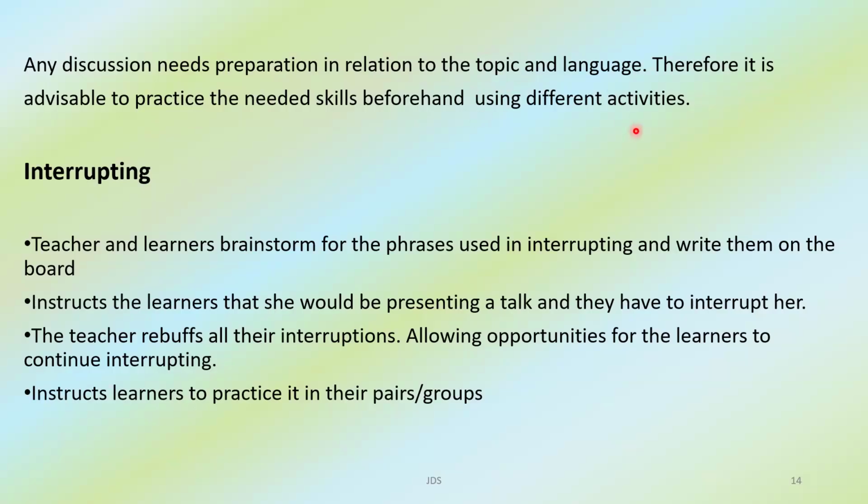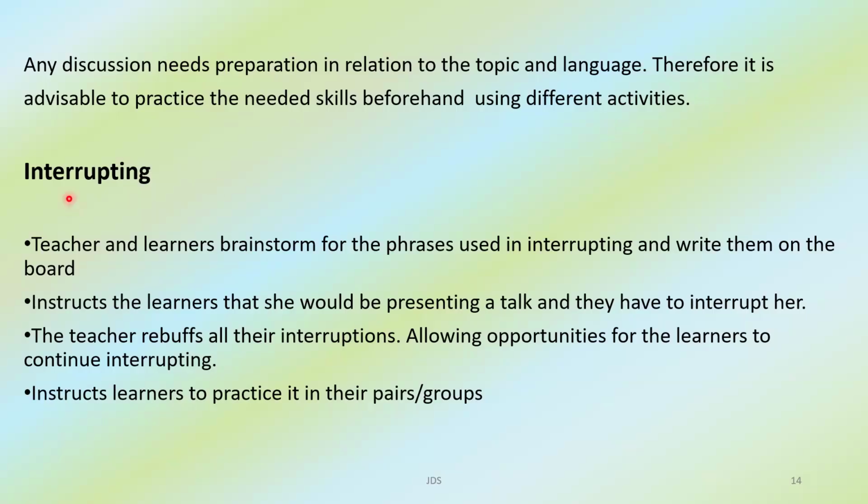If you think your students are below average or maybe average, then you have to first teach them or practice these language functions and also provide them with the required information beforehand. Otherwise, you can't expect them to get involved in that.